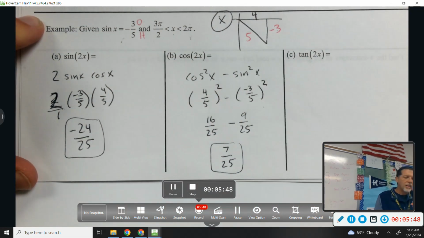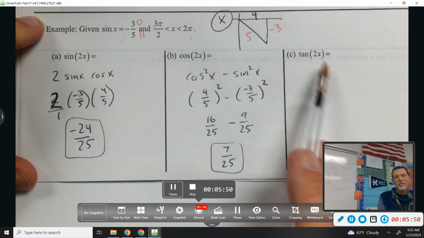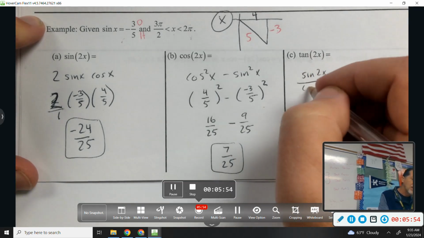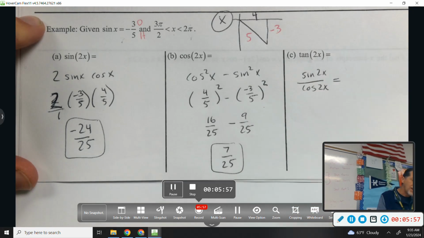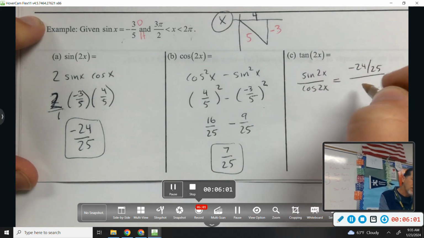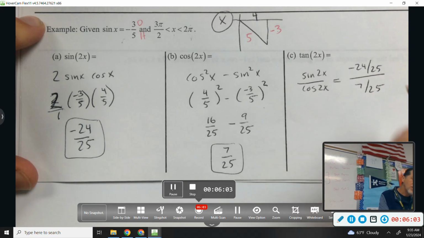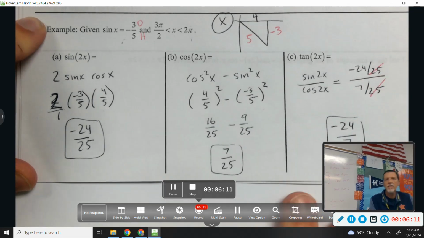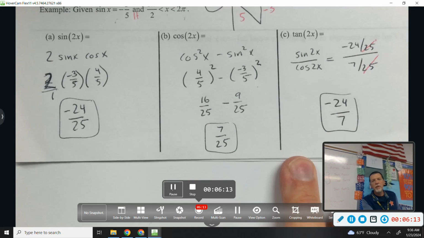And it's nice when we ask all three, because then when you get the tangent, you're like, oh, tangent's just sine over cosine. So I've already found what I need. Negative 24/25 over 7/25. Keep it, change it, flip it if you need to. Hopefully you can just recognize that those denominators cancel, and I get negative 24/7.